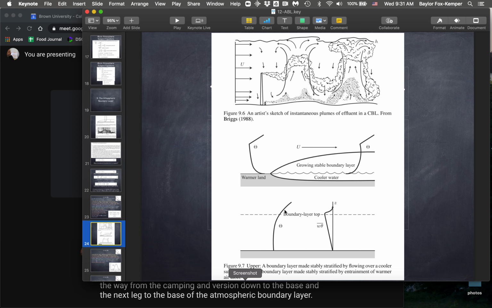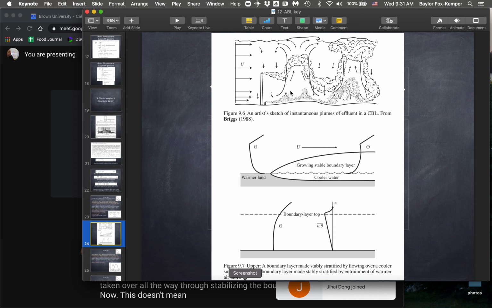Another way that you could get it is if the air from above was actually mixing and entraining down into your boundary layer, which might be happening if the boundary layer was getting deeper, growing in height. Then the heat fluxes would be something like this, and you would actually end up with a stable virtual temperature profile from the inversion all the way down to the surface. So you might get something like this, where the inversion is taken over all the way through, stabilizing the boundary layer. Now, this doesn't mean that the flow is totally stable.